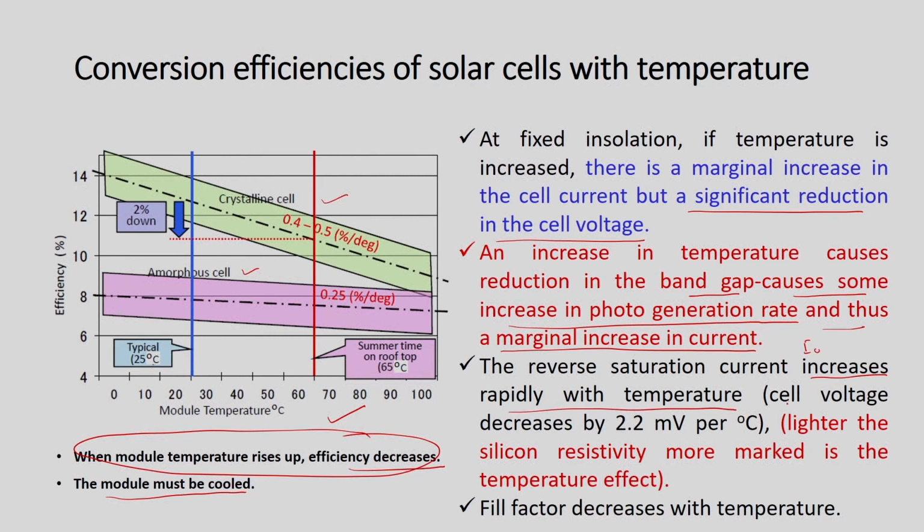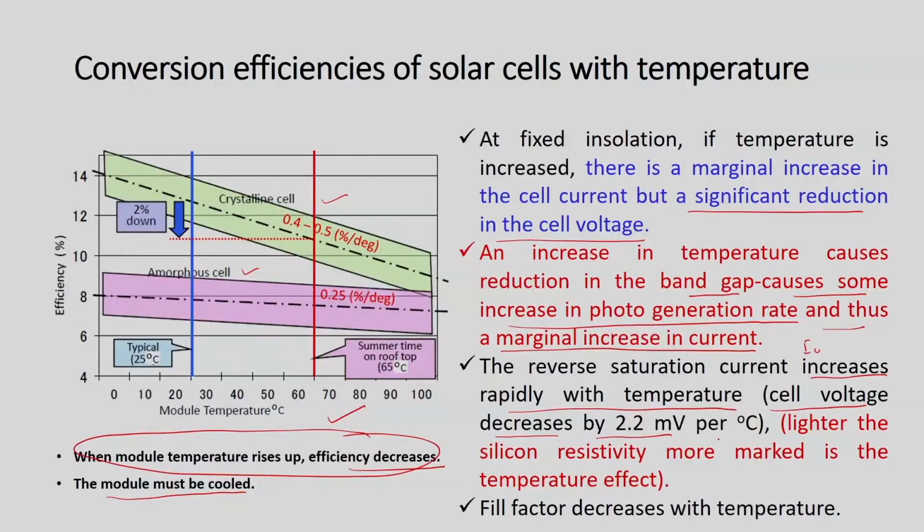It was reported that the cell voltage decreases by 2.2 millivolt per degree increase in temperature. And it is also observed that the lighter the silicon resistivity, the more marked is the temperature effect. And the last cause is that the fill factor also decreases with temperature. So, these are the causes why, with rise in temperature, conversion efficiency decreases significantly.